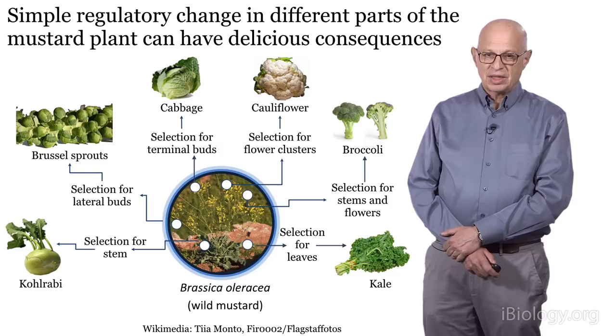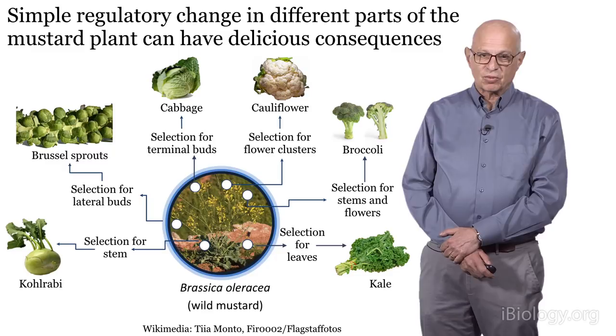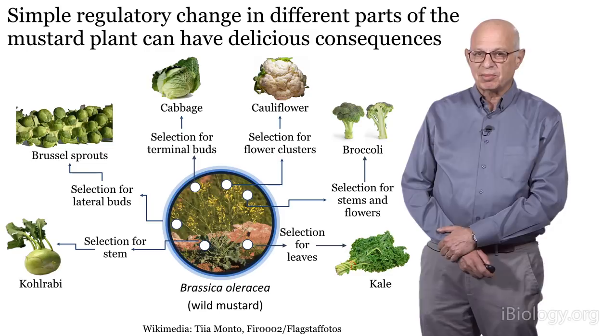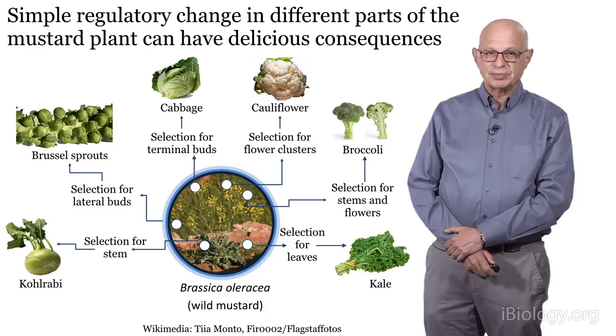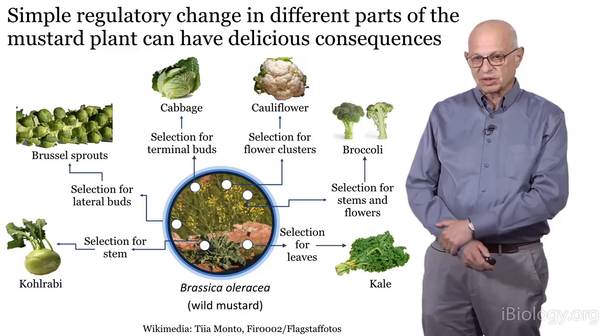And that is the husbandry and selection that human beings had on the wild mustard plant. And if they selected for variations in the stem, they got kohlrabi. If they selected for lateral buds, they got Brussels sprouts. If they selected for terminal buds, they got cabbage. If they selected for flower clusters, they got cauliflower. If they selected for stems and flowers, they got broccoli. And if they selected for leaves, they got kale. So all this just time and manner and place, without really changing the basic anatomy of the plant, gave many, many different forms of the plant, which we found very useful.